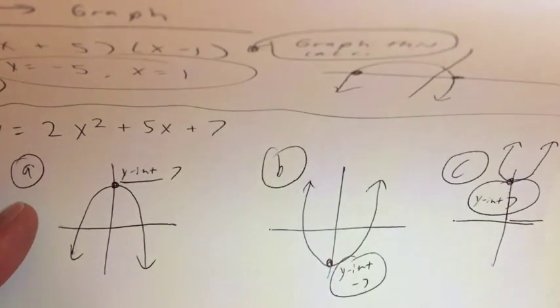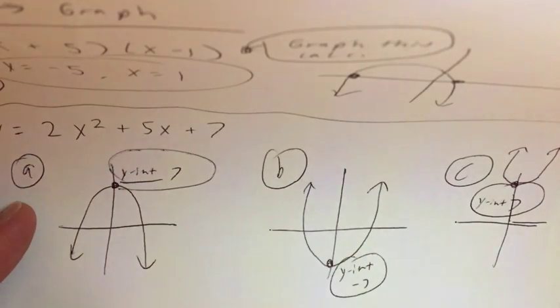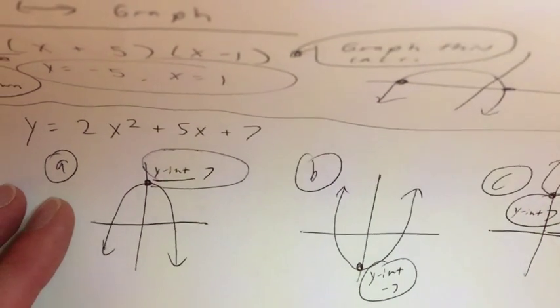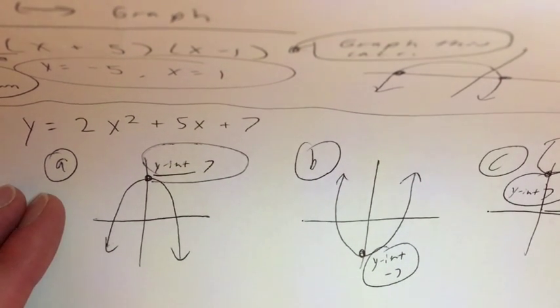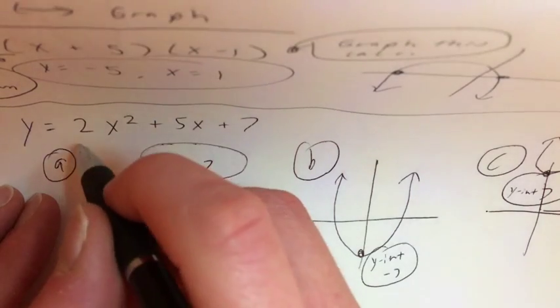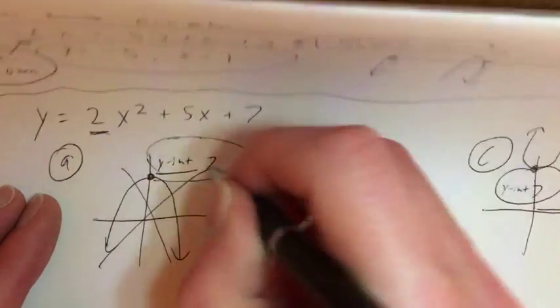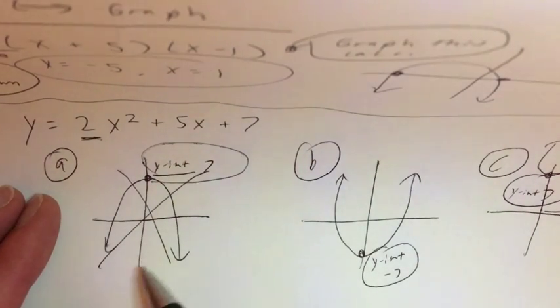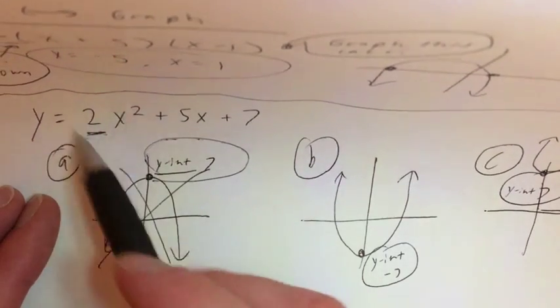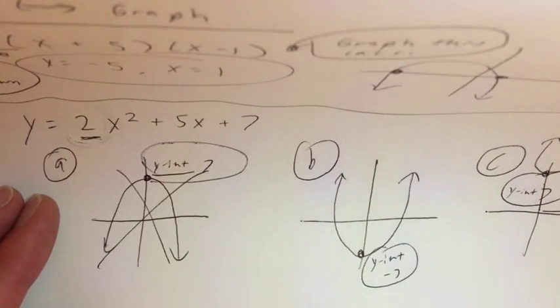So when we're looking at this, the problem, again, is that it requires you to remember a couple things. Number one, whatever your number is out front, if it's positive, it's going to be concave up. If it's negative, it's going to be concave down. So already we know A is off the grid, because our number out front, our a value, is positive. It's got to be B or C because it's going to be concave up.